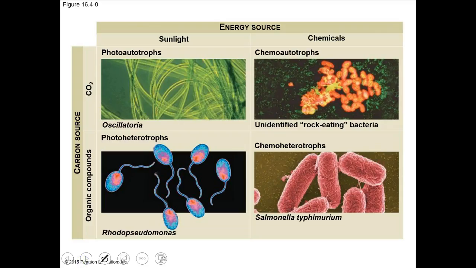Just to give you the idea, there are examples. Some plant-like ones are called Oscillatoria. There are some interesting chemoautotrophs, which are sort of rock-eating. Some are photoheterotrophs, like Rhodopseudomonas. There we go, I knew I'd get it in a second. And then Salmonella is a chemoheterotroph, which is one that eats.